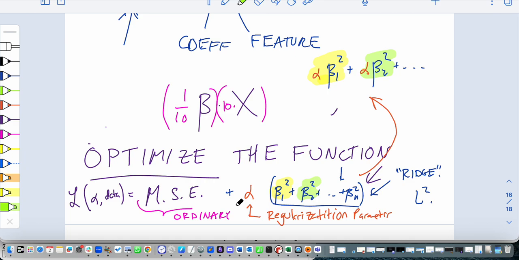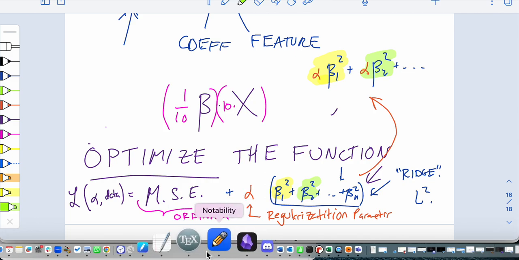Okay, now we know what the problem is. How do we fix the problem? This is a big problem, right?